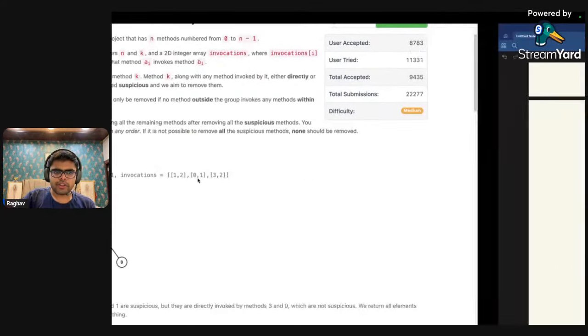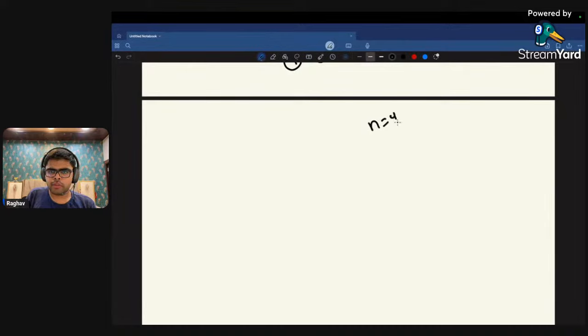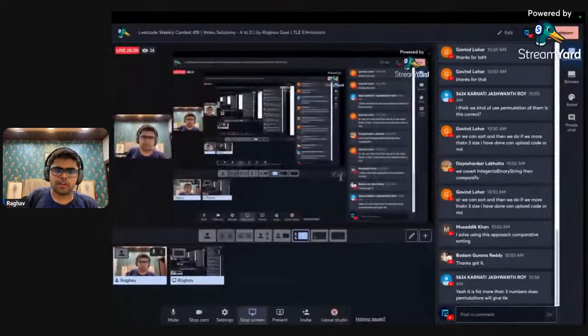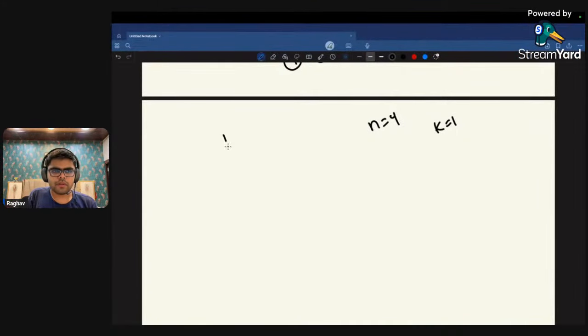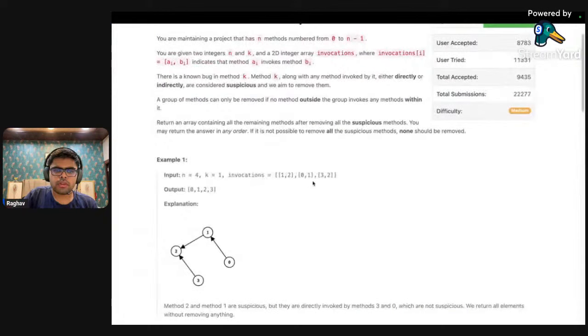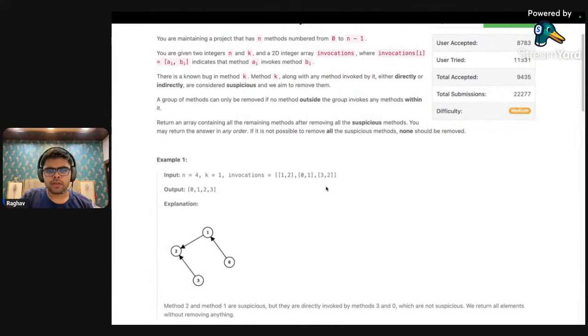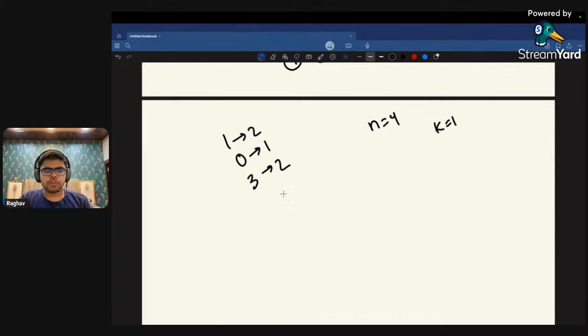there are four methods, n equal to 4, and method k equal to 1 is faulty, and the invocations are like this: 1 invokes 2, 0 invokes 1, and 3 invokes 2. So in this case it would look like this.